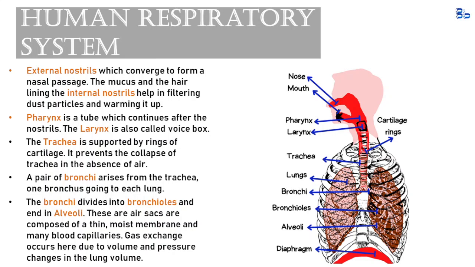The trachea then splits off into two bronchi, each going into the right and the left lung respectively, where it further divides into bronchioles and finally ends up as alveoli. The alveoli are air sacs where gas exchange occurs.